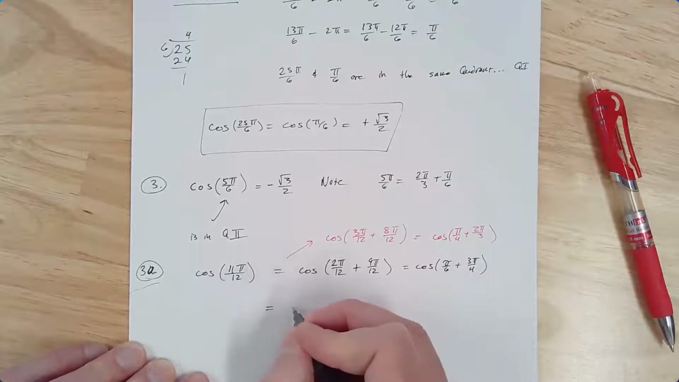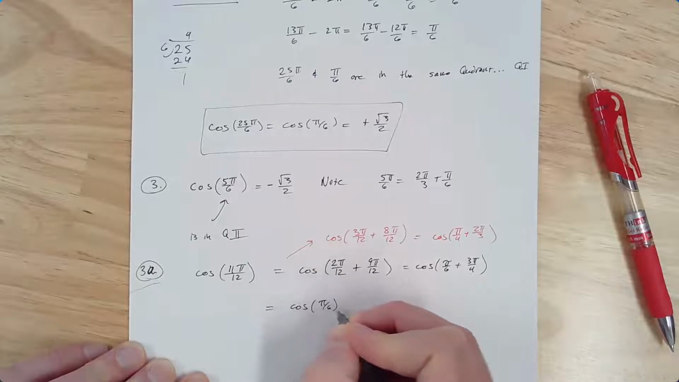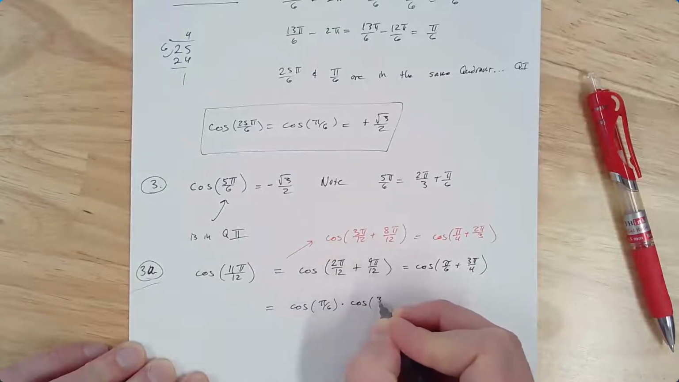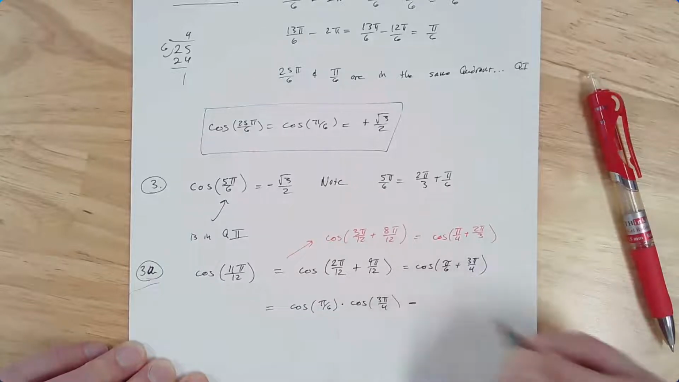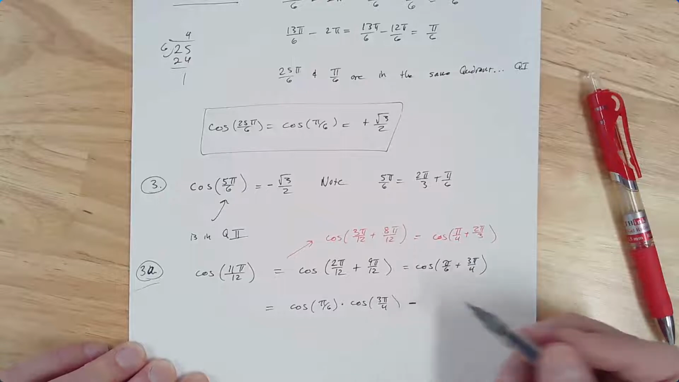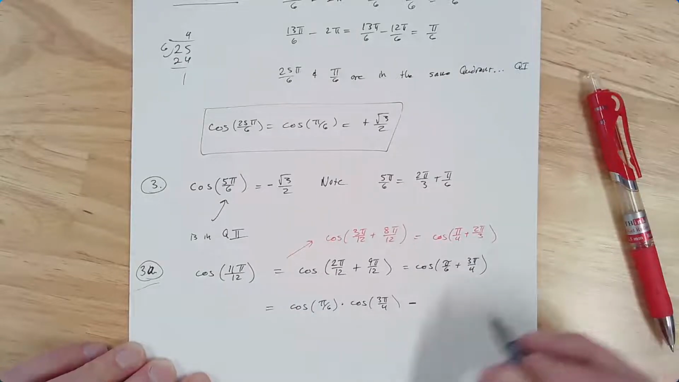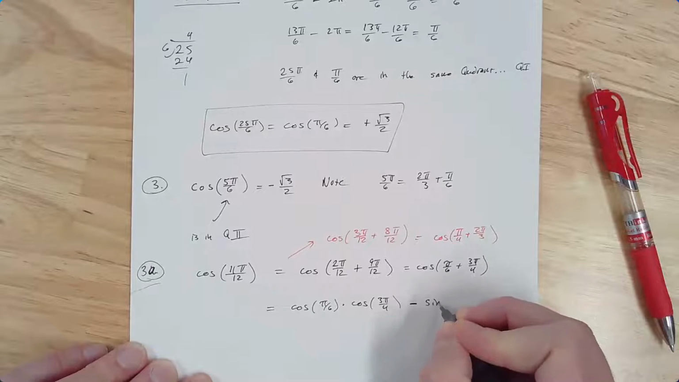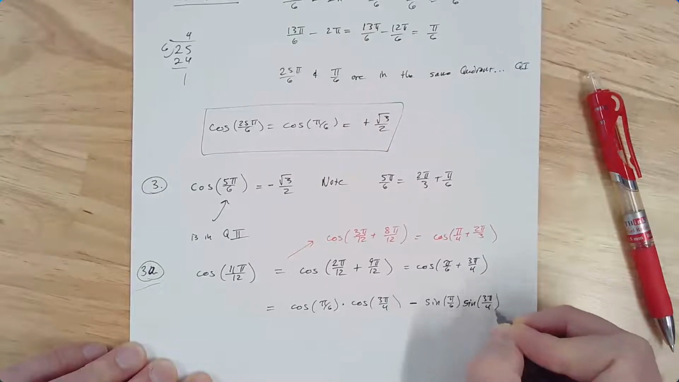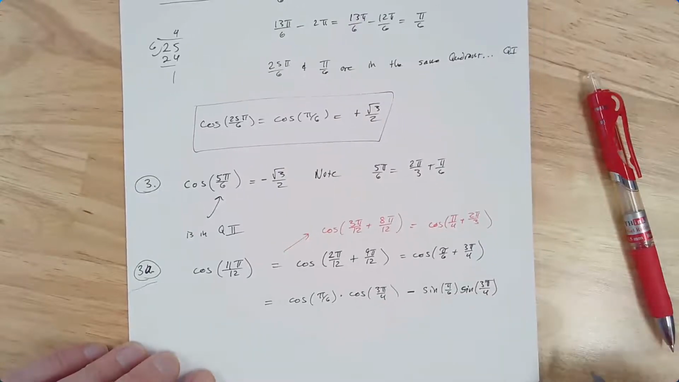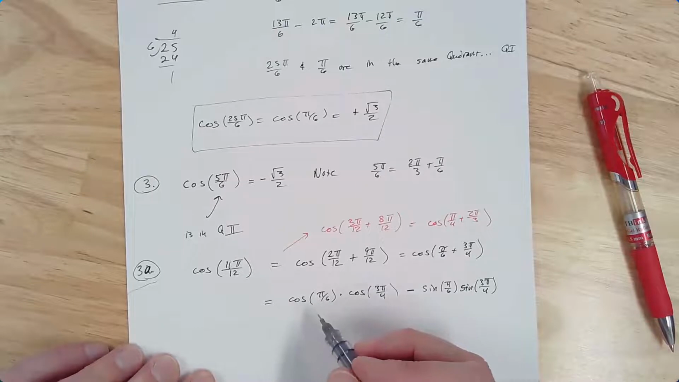So then we have to use the cosine angle sum formula, which is cosine of the first angle times cosine of the second angle. If it's a plus here for cosine, it's a minus here for the formula. So for the cosine formula, the sign changes. For the sine formula, the sign stays the same. And that's going to be sine of pi over 6 times sine of 3 pi over 4. Cosine of pi over 6, we've already done a couple of times.